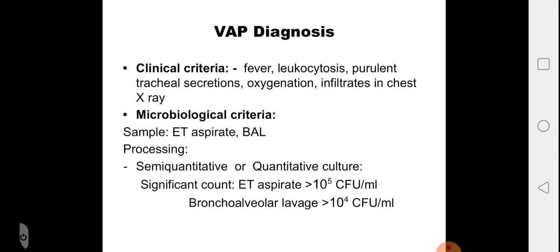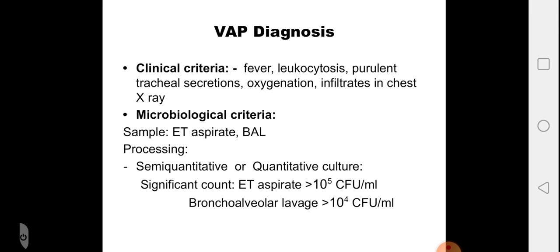Looking into the diagnosis of ventilator-associated pneumonia, the clinical criteria are fever, leukocytosis, purulent tracheal secretions, impaired oxygenation, or infiltrates in the chest X-ray. The microbiological criteria are processing samples like endotracheal aspirate, which is removed by a suction catheter, or bronchoalveolar lavage, which is subjected to either semi-quantitative or quantitative culture. Please remember, we are not doing qualitative cultures, we are doing quantitative cultures.